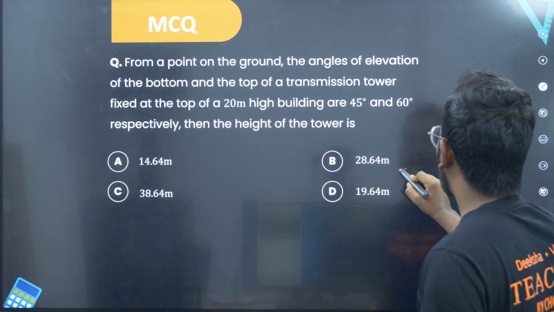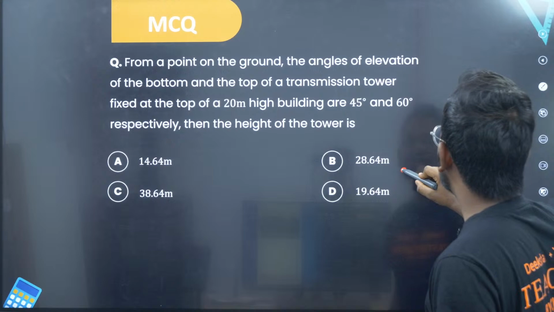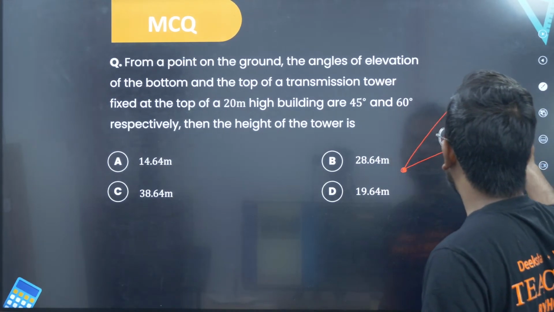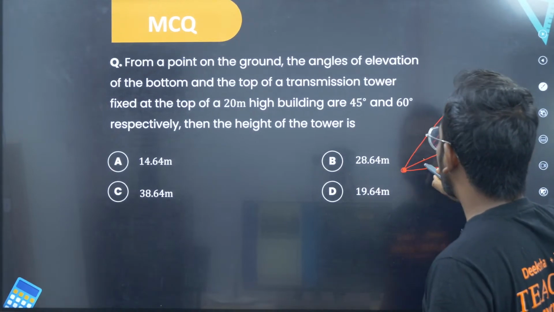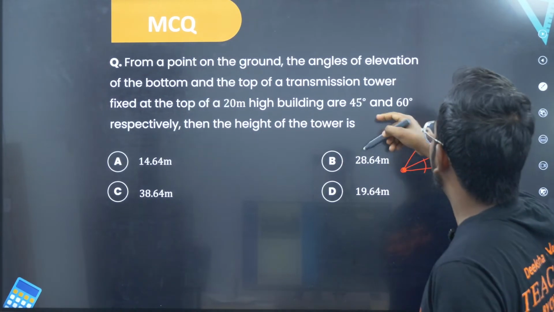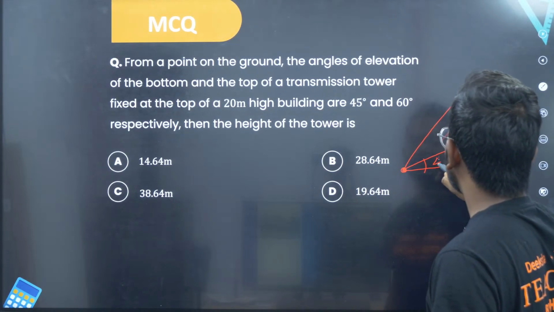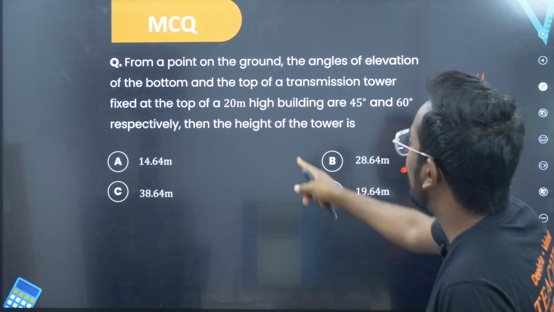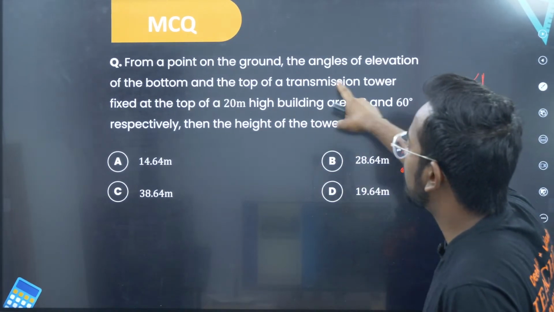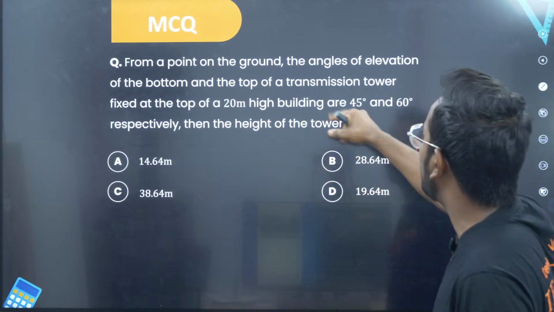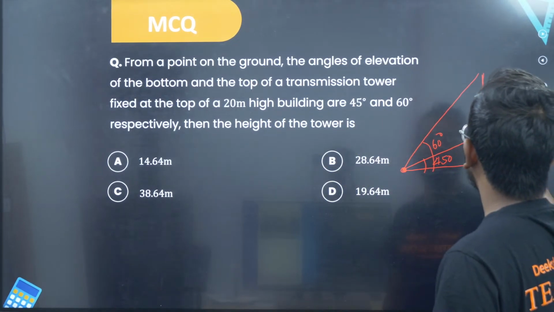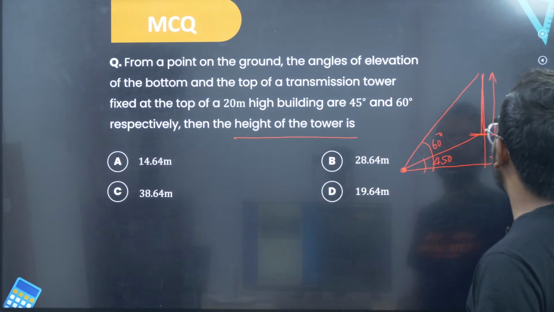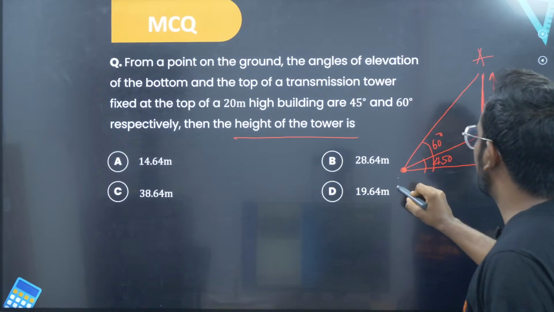Now they have said from the ground, the angle of elevation to the bottom of the transmission tower and to the top of the transmission tower are given. So this angle they have given to be 45 degrees for the first one. The second one they have mentioned to be 60 degrees. And the tower is fixed at the top of a 20-meter high building. So this building is basically 20 meter. Now the question is, what is the height of the tower? They've asked what this distance is. That's it. So I'll take this as A, B, C.